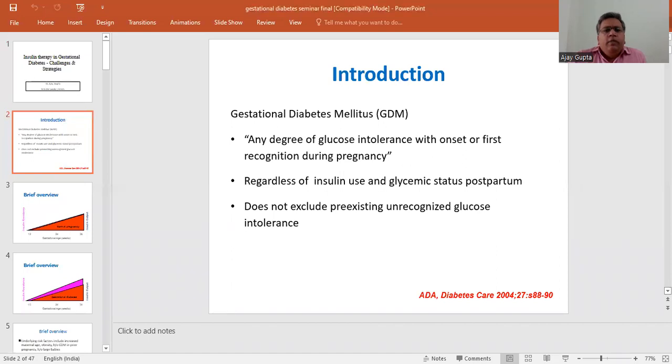Gestational diabetes mellitus is defined as any degree of glucose intolerance which has onset or first recognition during pregnancy. This is regardless of any insulin use and glycemic status in the postpartum period. Similarly, it does not exclude pre-existing unrecognized glucose intolerance, but a previous history of diabetes should not be there. But if it has been unrecognized, it has not been excluded.